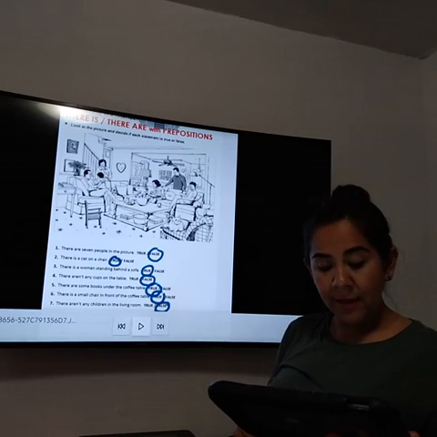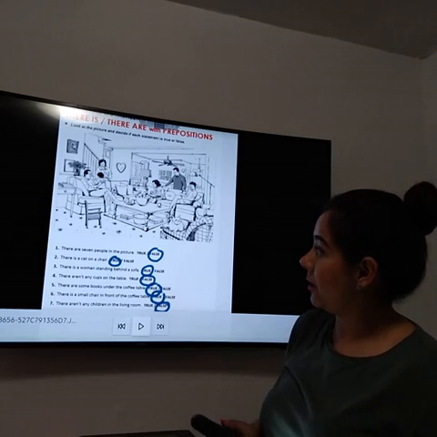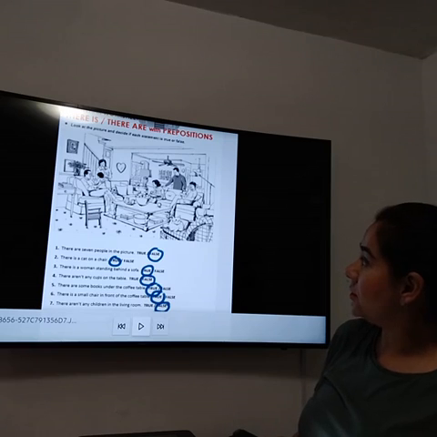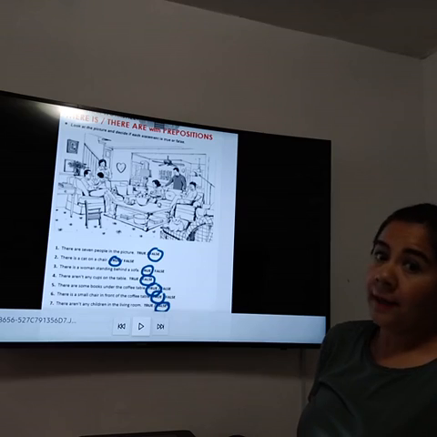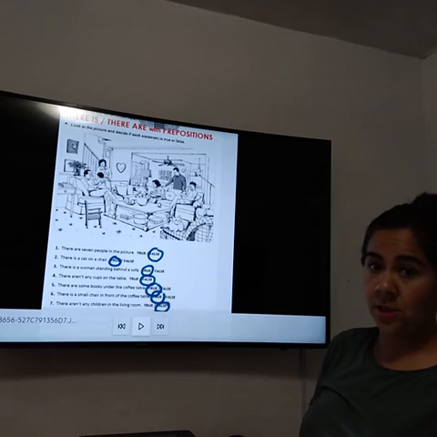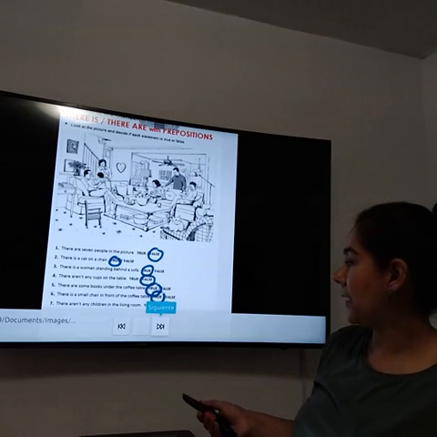Number 10. There is a small dog next to the chair. Do you see any dogs? I don't see any. So that's why the answer is false, because there are no dogs in the picture and there's not a dog next to the chair. So that was activity number 1. And let me check the next one.